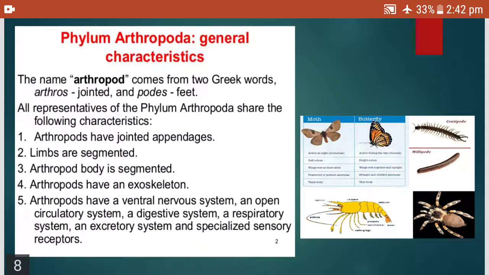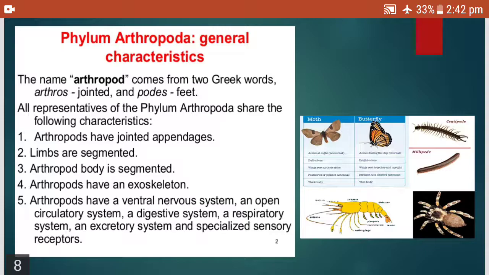The next question is, write the general characteristics of the phylum Arthropoda. The name Arthropoda comes from the two Greek words, arthros meaning jointed and podos meaning feet. All representatives of the phylum Arthropoda share the following characteristics. They have jointed appendages, meaning legs. Limbs are segmented. Arthropod body is also segmented.